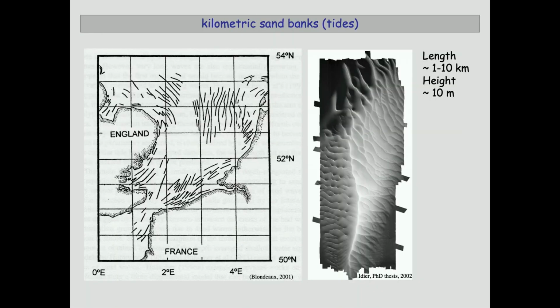Such banks in the channel between France and England. The water is shallow, about a few tens of meters. You have here a detailed picture of a bank, whose length is about kilometers and height about 10 meters. These banks are aligned with the current. Here we have the tide currents which go up and down, and these large bed forms are aligned with the main current.